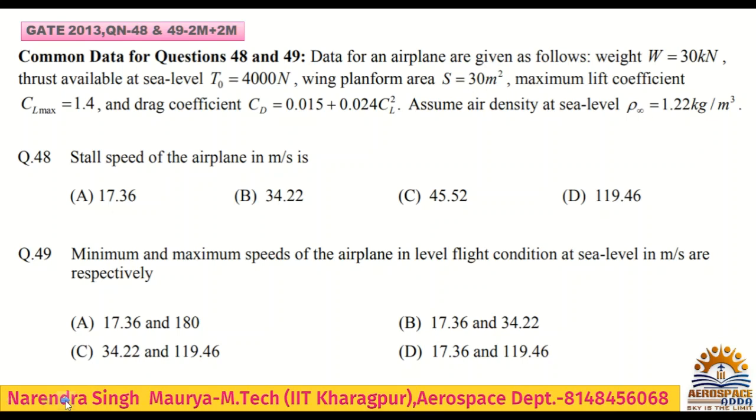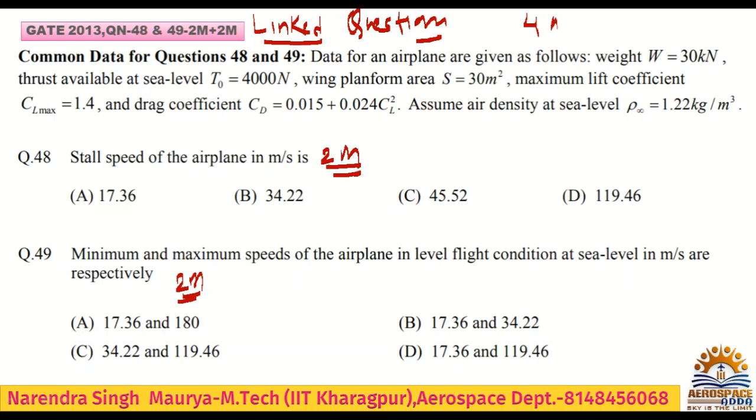This is a linked-based question. How is it a linked question? One statement they will give and they will ask two questions. This is for 2 marks and this is for 2 marks. Total question is for 4 marks, and it will be correlated, meaning this answer may be related to this. Whatever value you calculate in the first part, maybe the same value will be used in the second part. That's the meaning of a linked question.